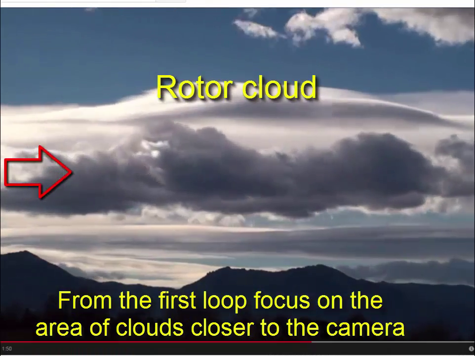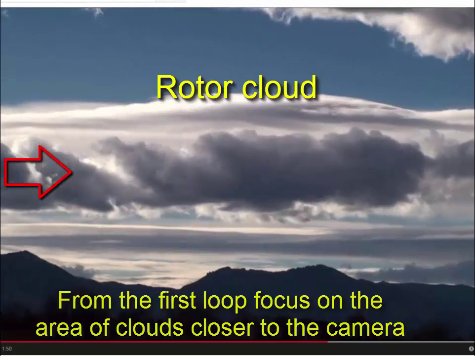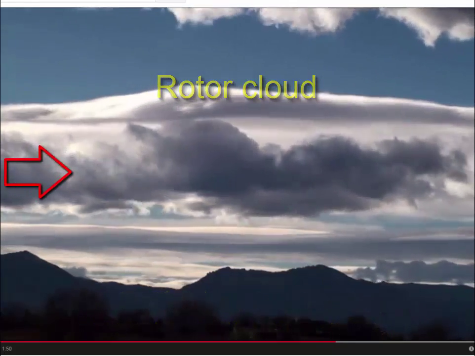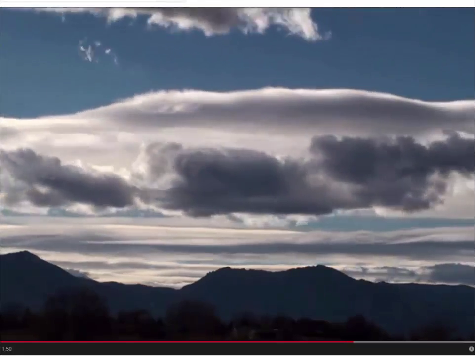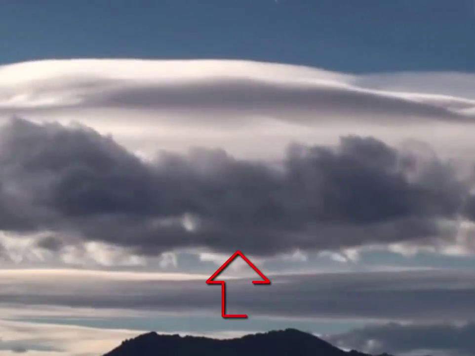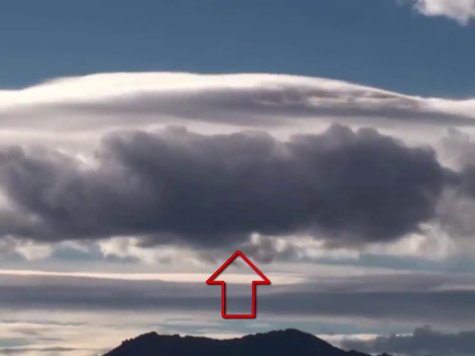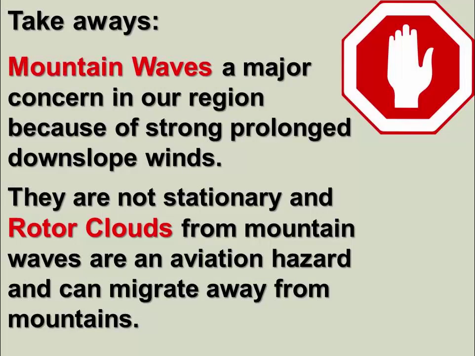Zooming in on an earlier clip onto an area we called Area 2, we can see that a rotor cloud is present in this location. And when we zoom in even more, we can see the rotating motion of this cloud. Rotor clouds can travel considerable distance from the location in which they form. It is really important to report the presence of rotor clouds to your aviation resources.